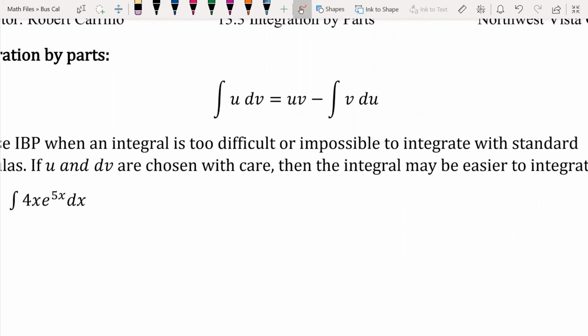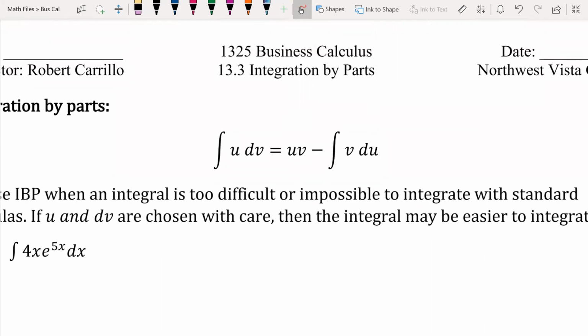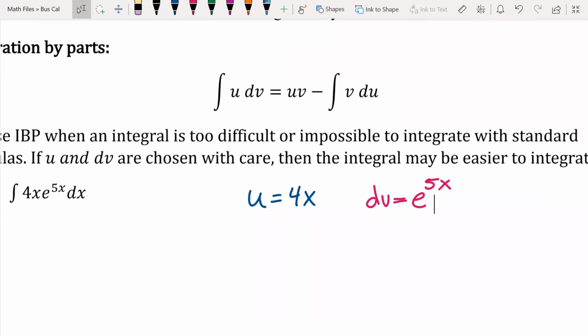Okay, so what we're going to do here is that we're going to let u equal 4x, and then we're going to let dv equal e to the 5x. Okay, so we have our u labeled, we have our dv labeled, and now here comes the fun part. So for the u's, you are going to take the derivative. For the dv's, you are going to integrate.